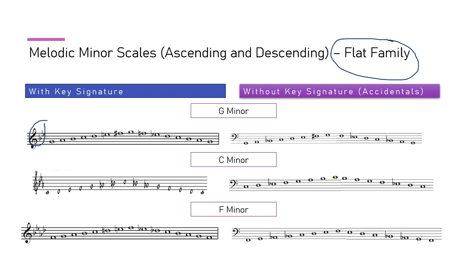Remember, to sharpen a flat that is represented here, I have to add a natural sign, which is what is done here. You have to add a natural sign, and then you have F. So F has to be sharpened. So sixth and seventh. So this is the sixth and seventh.